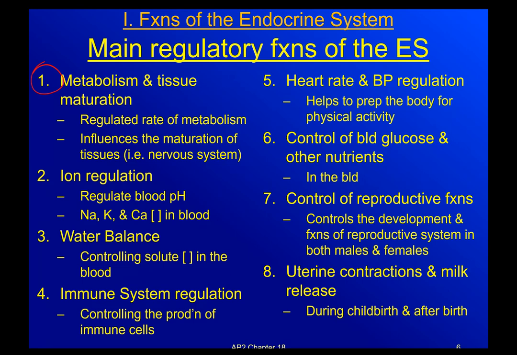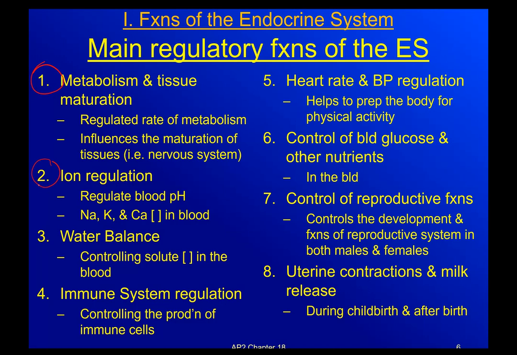You've got some hormones that influence the maturation of immune cells, and you've got some hormones that influence the maturation of things in the nervous system.